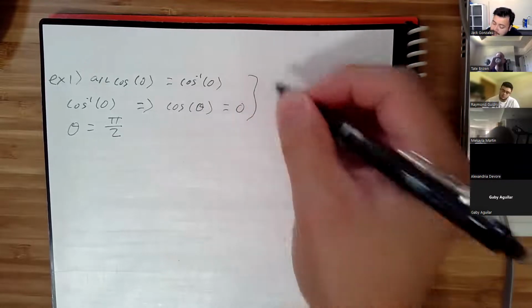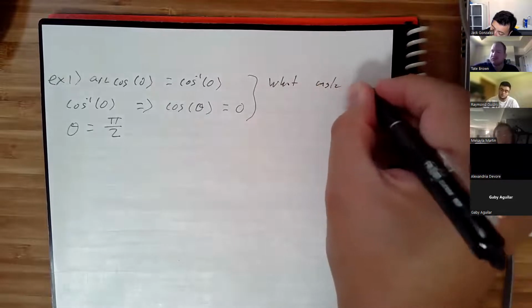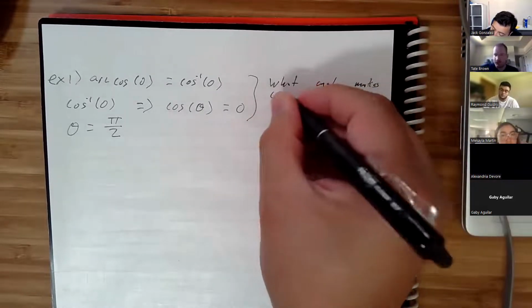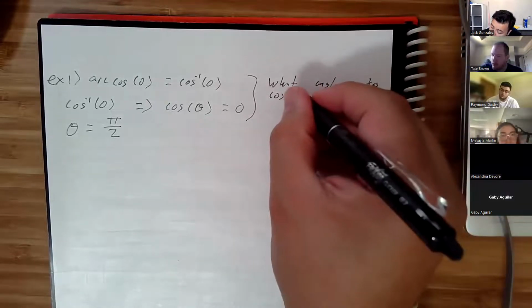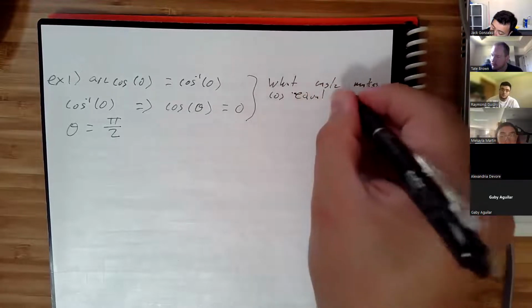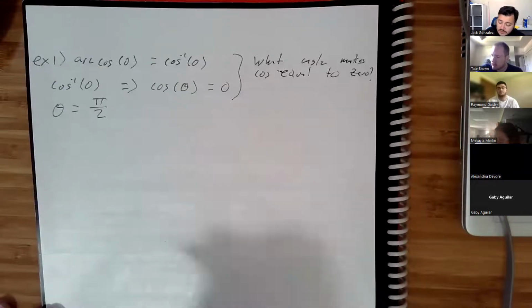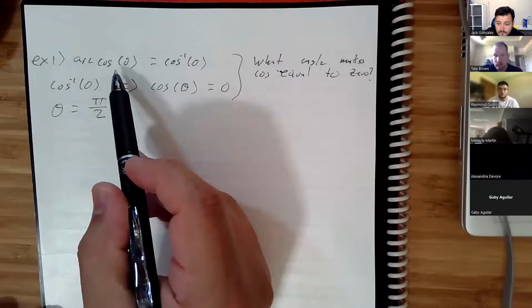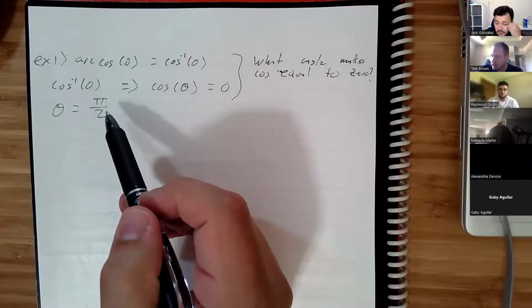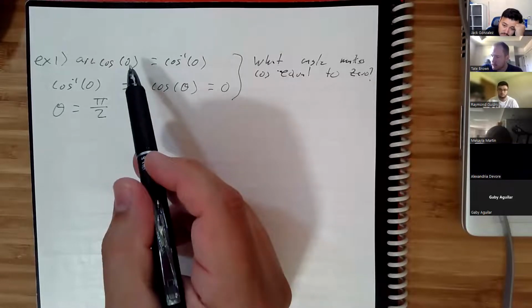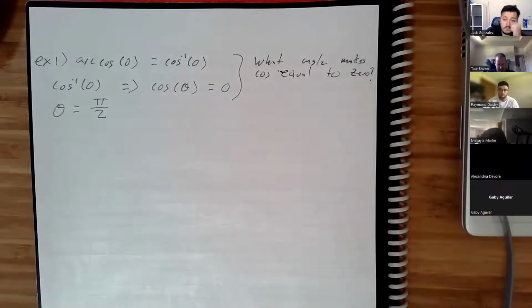So the question is asking, what angle makes cosine equal to 0? That's essentially what this notation is saying right here. Arc cosine 0: find the angle that makes cosine 0. That's pi over 2. You also have to remember that arc cosine, or cosine inverse, is only defined on the top half of the circle. Okay.